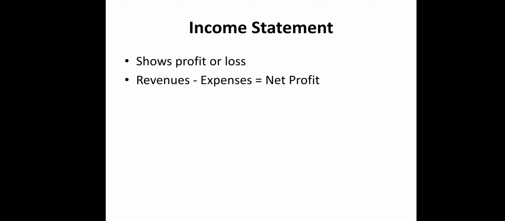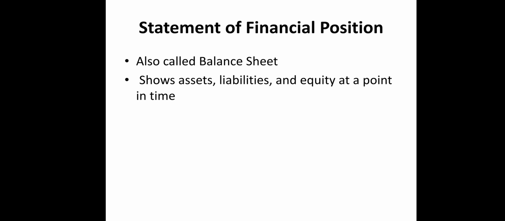Income statement. This report calculates revenue minus expenses equals net profit or net loss. It shows how well the business performed over a time period. Investors and managers rely heavily on this. Statement of financial position, also called the balance sheet. This shows what the business owns, assets, what it owes, liabilities, and what is left for the owner, equity. It's like a snapshot of the company's financial health.